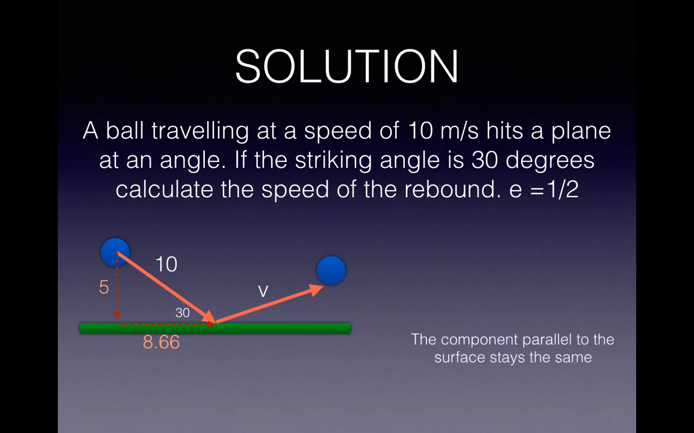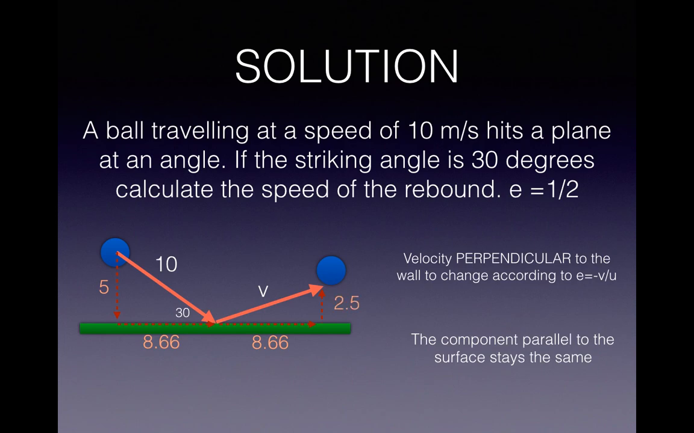So the first rule was the component parallel to the surface stays the same. So what that means is that will be 8.66 as well. And then the second thing that we saw was the velocity perpendicular to the wall changes according to E is equal to minus V over U. So when you put in a half for E, you put in U as 5, V will work out as 2.5. Now the sign there should be a minus, but that's taken into consideration by the arrow on the leftmost of the diagram being down and the arrow on the rightmost of the diagram being up.